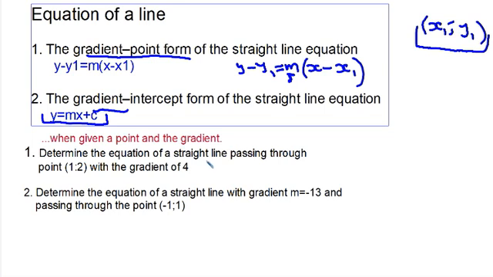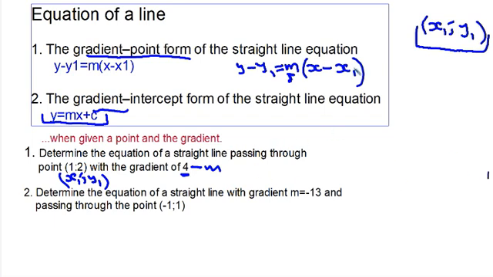Let's determine the equation of straight lines for these two questions when you are given a point and the gradient. Determine the equation of a straight line passing through the point (1;2) with a gradient of 4. All right, so our gradient is 4, that is the value of m, and this is x1 is 1 and y1 is 2.